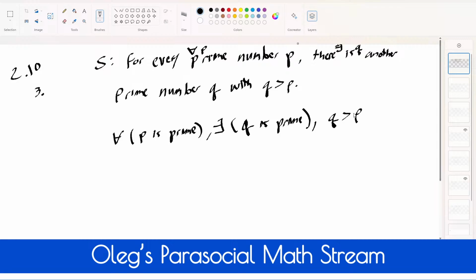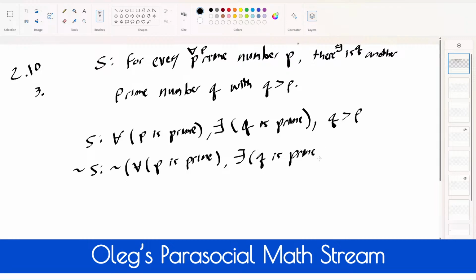And this form, remember what we talked about? So this is our S statement, and we're going to negate the S, and then we're going to spread it out. We're going to say the negation on parenthesis. We're going to say all P is prime, comma, exists Q is prime, comma, Q is greater than P. Okay, and then we're going to negate that. So we're going to spread the negation here, and here, and right there. Okay?